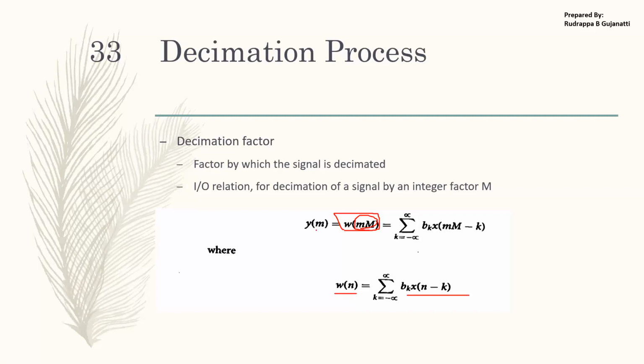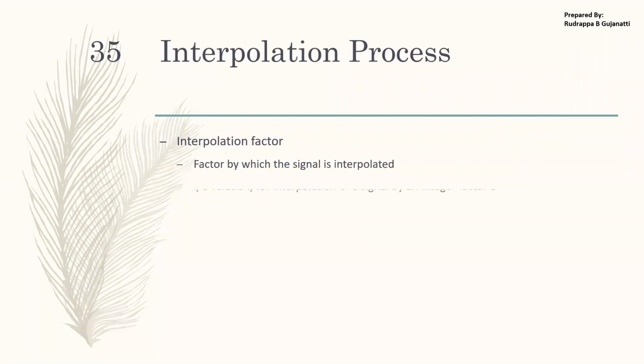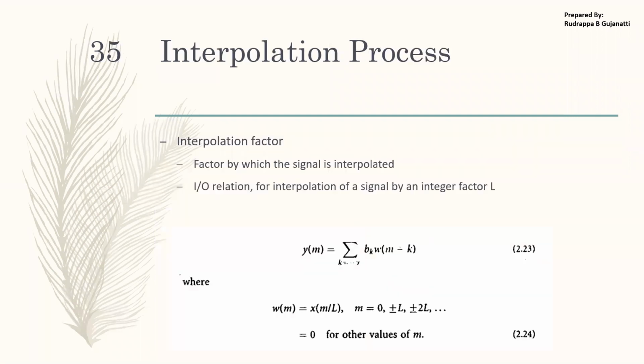So when you multiply with one particular weightage, that is capital M in this case, what happens is you are decimating. But when you divide the same thing with some factor L, what would happen is I'll be increasing the number of samples which will be available. So if you just observe, this is the equation used to represent the overall sequence.